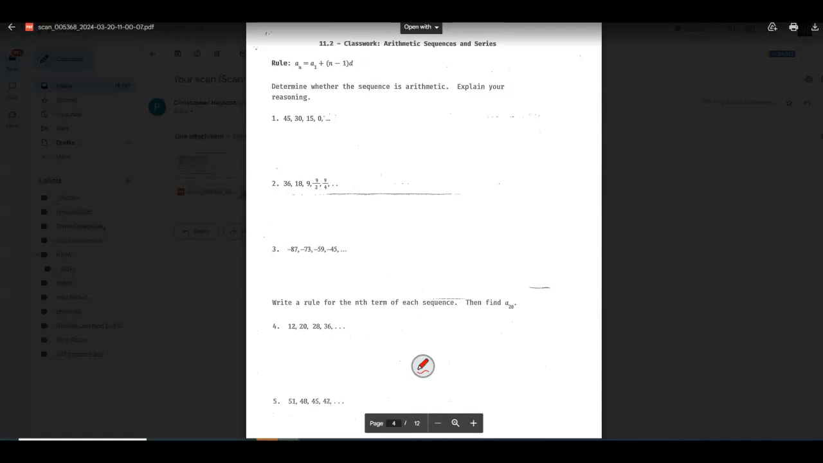Arithmetic or geometric? Here we're subtracting 15 each time. So your d is negative 15. That's arithmetic. Here you're dividing by 2 or multiplying by 1/2 each time. So in this case, you get a 1/2. That's geometric. Here you're adding 14 each time, actually getting higher. So your d is 14. That's arithmetic.